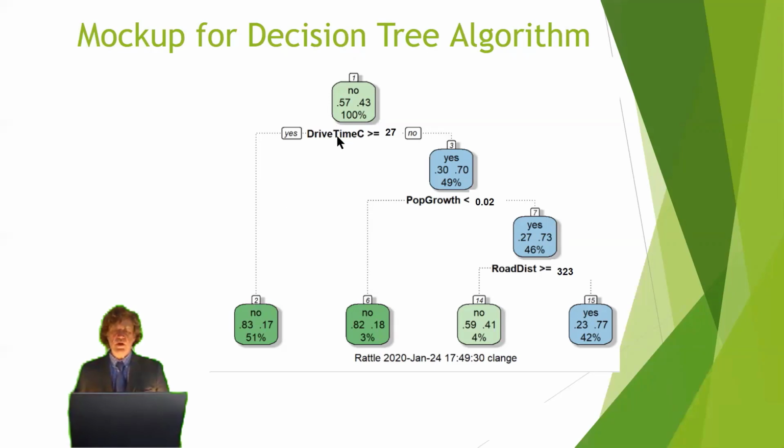What if the drive time is smaller? Well, then we go to another branch where we analyze the population growth. Let's say the population growth is bigger than 2% and the distance to the road is smaller than 323 meters. We might end up in this bin. 42% of the training records ended up here, and 77% of those records were urbanized, so these cells were actually developed, and only 23% of the cells that ended up in this bin were undeveloped. So the prediction for this bin is yes.